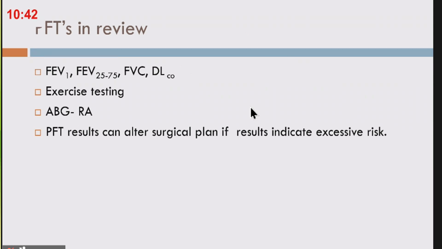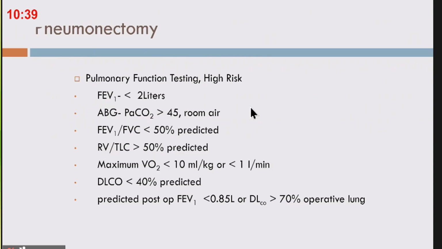PFTs in review, you guys all know what PFTs are. I'll skip through these. One thing, especially with pneumonectomies: if you get these pulmonary function test results, they may indicate high risk, mainly if FEV1 is less than 2 liters, if your ABG PaCO2 is greater than 45 on room air, if your FEV1 over FVC is less than 50% predicted, and if your residual volume over TLC is greater than 50% of predicted, those may indicate some high risks.